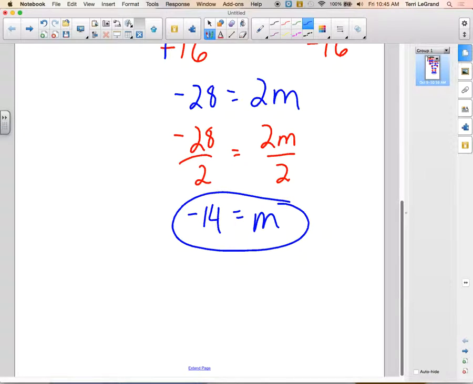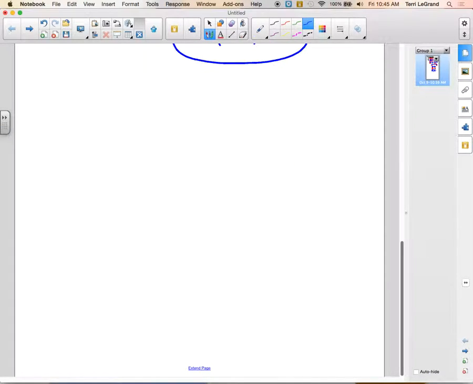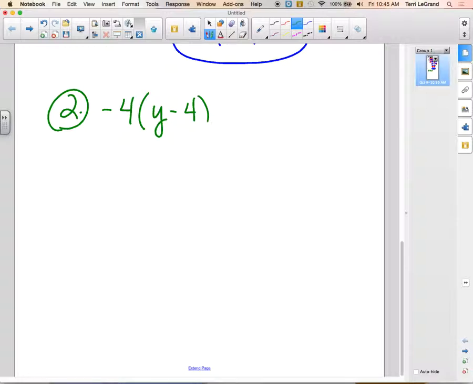Okay, let's go on and solve another one here. So the second one we're going to do, carefully write this down, okay? It's got all kinds of parts here. It's got 2's and y's and 4's in it, so make sure you get them all straight.